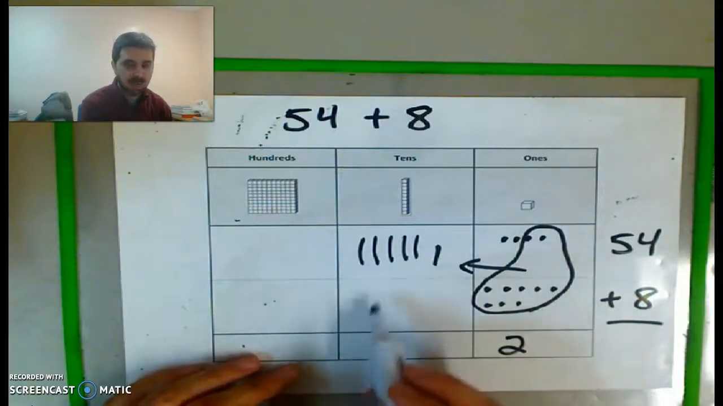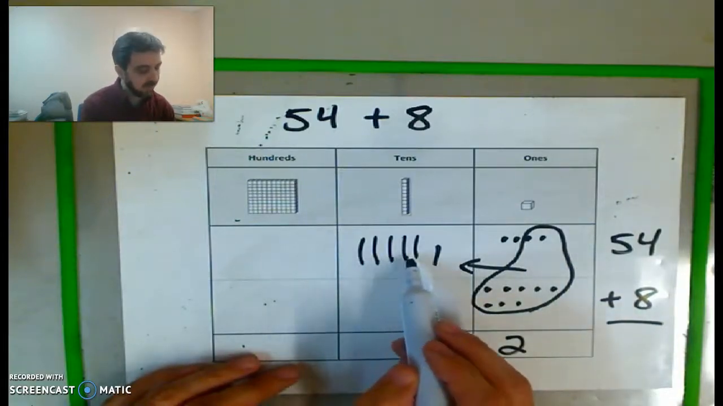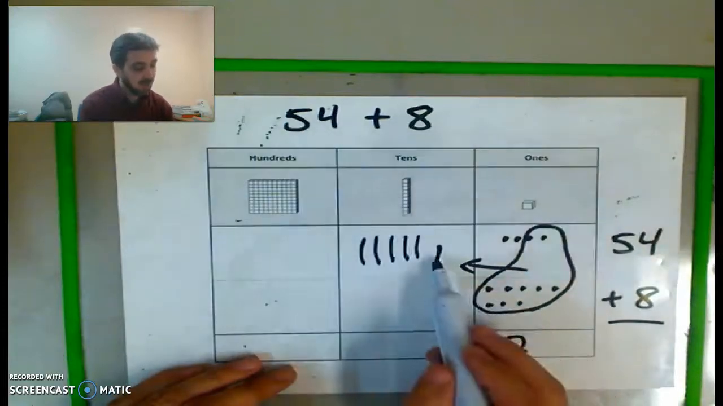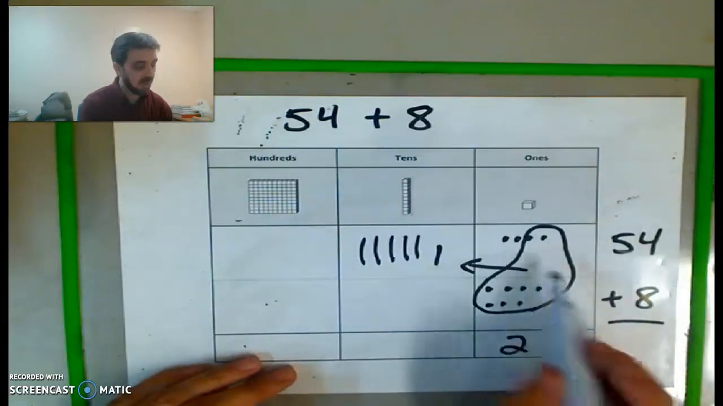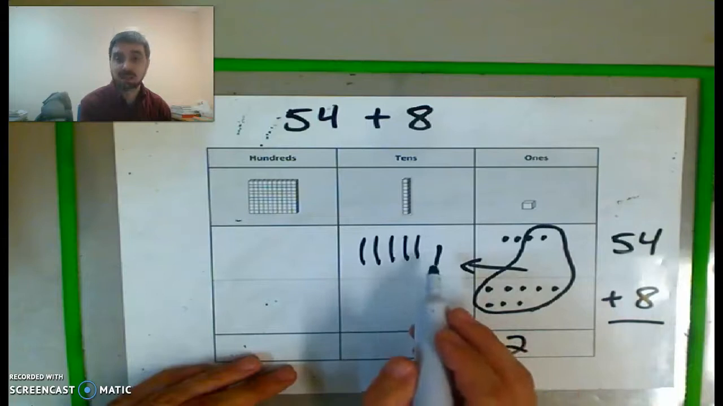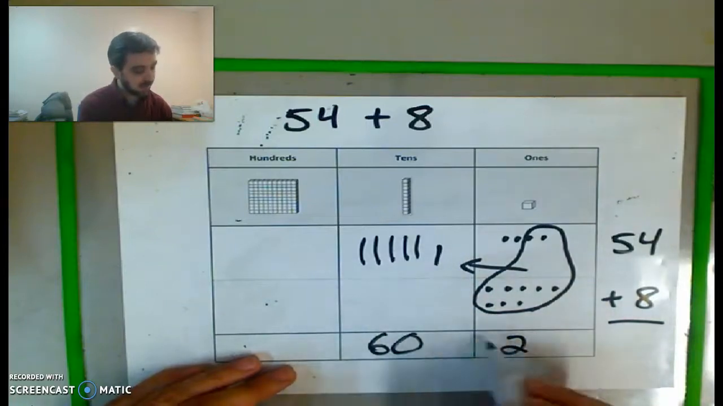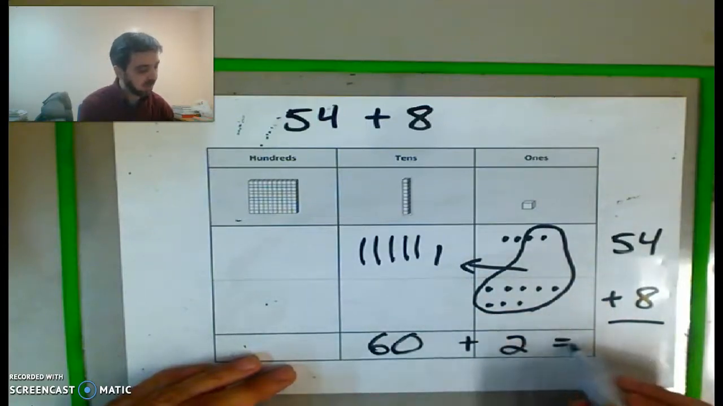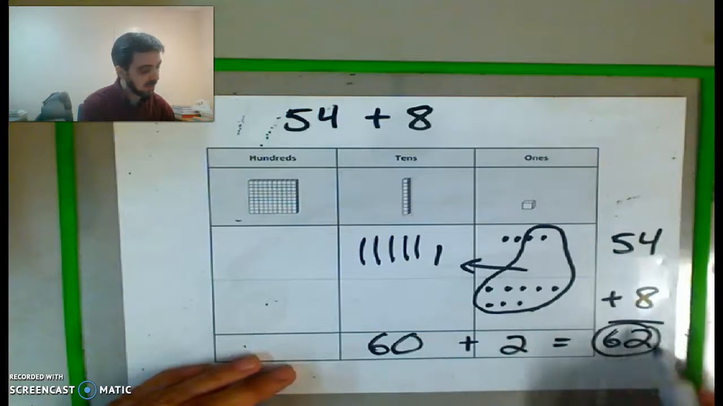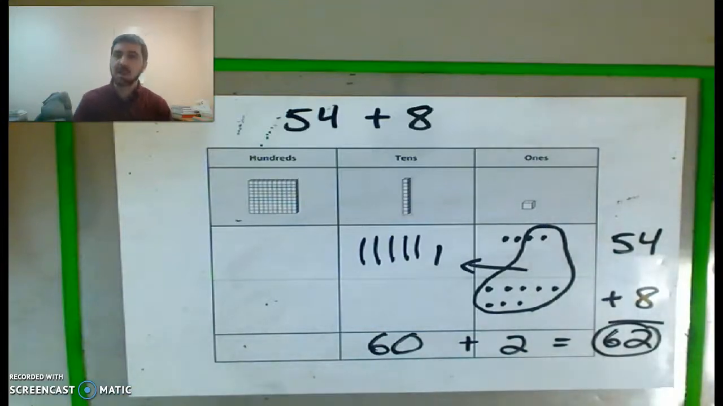And how many 10s do I have? Let's see. 1, 2, 3, 4, 5. The 5 from the 50 plus the extra one that I took from the 10 1s. That gives me 6 10s, or 60. So 60 plus 2 equals 62. That's easy, right? Okay. All right, boys and girls.